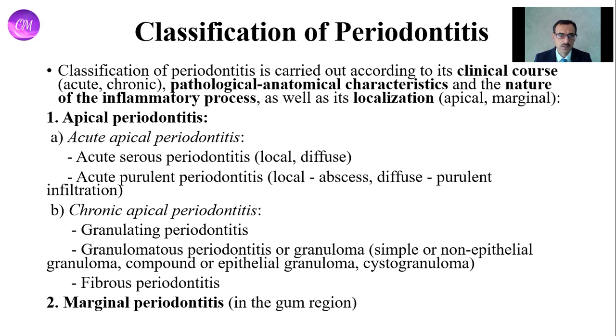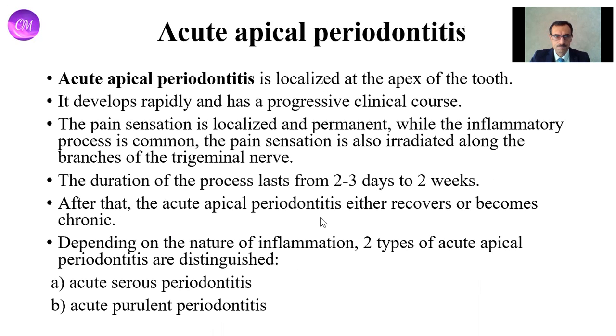Apical periodontitis is also subdivided into acute apical and chronic apical periodontitis. The acute apical periodontitis has two types: acute serous periodontitis, with local and diffuse types, and acute purulent periodontitis, with local forms such as abscess and diffuse purulent infiltration. Chronic apical periodontitis is divided into three types: granulating periodontitis, granulomatous periodontitis or granuloma, and fibrous periodontitis. The second type of periodontitis is marginal periodontitis, which is located in the gum region.